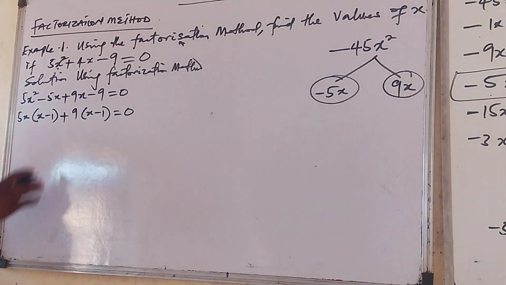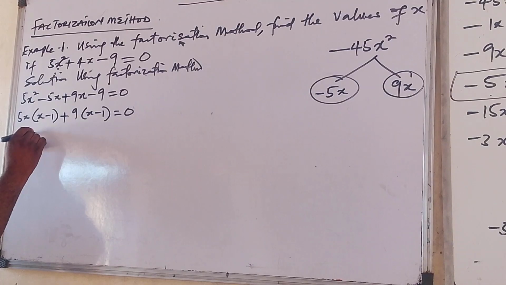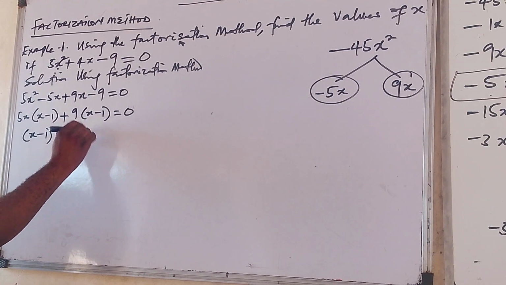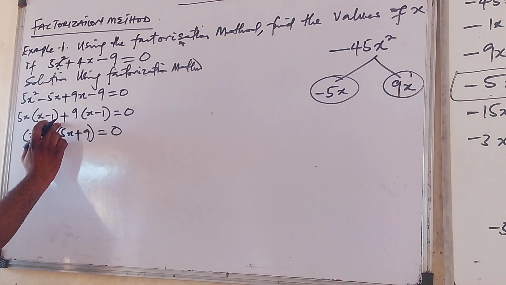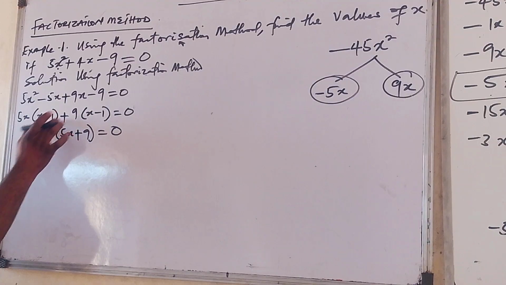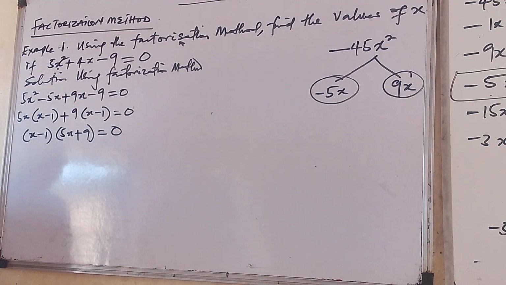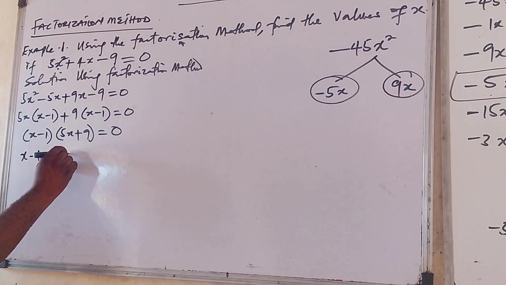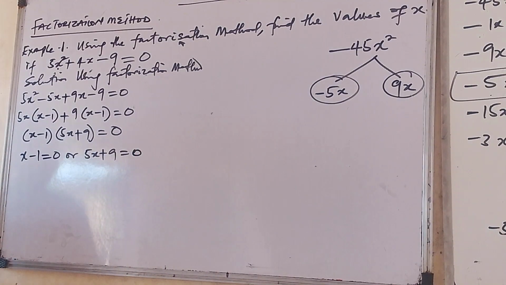Now it means we have to take one of these brackets. Here we have x minus 1, and here we have 5x plus 9 equal to 0. We are taking this one because this is common. If you factor out x minus 1, you'll be left with 5x plus 9 is equal to 0. So it means x minus 1 is equal to 0, or 5x plus 9 is equal to 0.